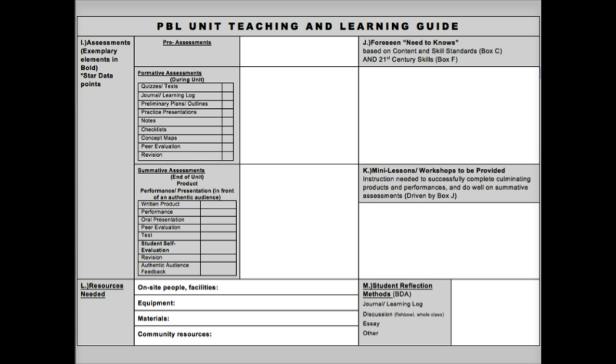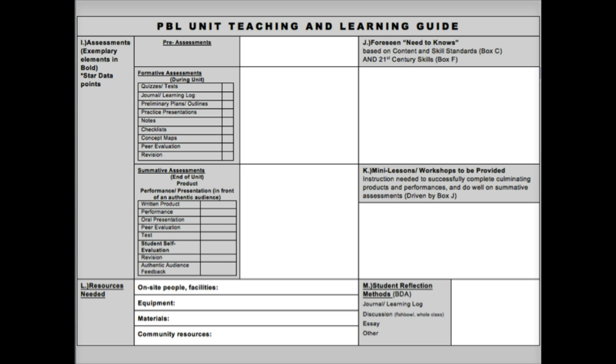So on the planning form you've created, there's a space for foreseen need to knows, so that's where you predict. You sit down, you put on your student hat, and you think, if I was a student given this question and I asked it, here is what I think my students are going to say they need to know. Here are the need to knows I know I need from my content or my standards. Also know students will come up with need to knows you did not think of, and that's part of the process. And then from there, from box J, you plan your mini lessons and workshops.